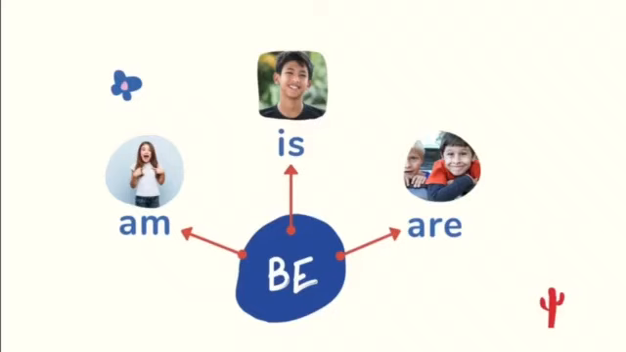So what is verb to be? Verb to be is a very important word in the English language. The word be is the base verb. Base verb in Malay means kata dasar.